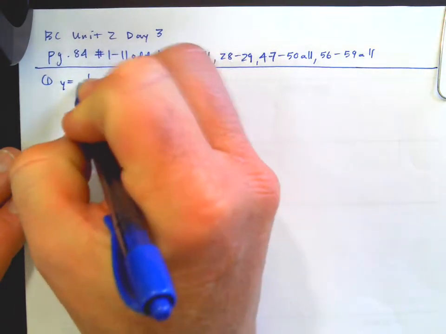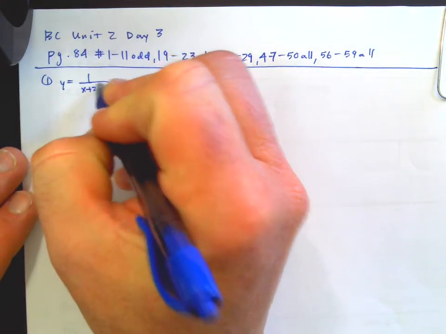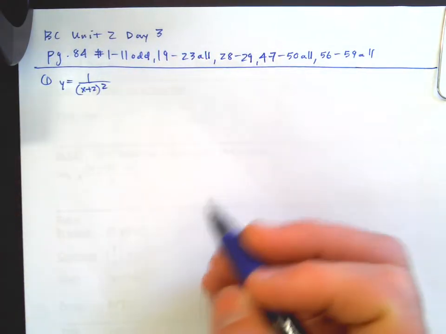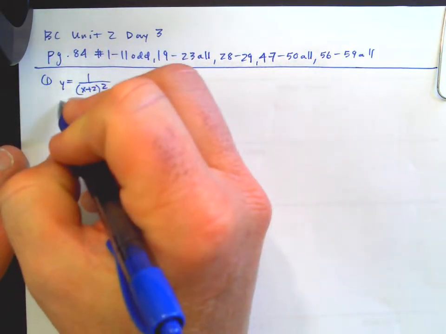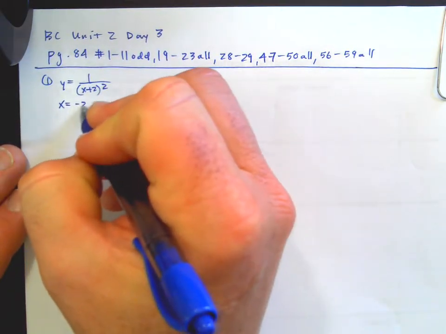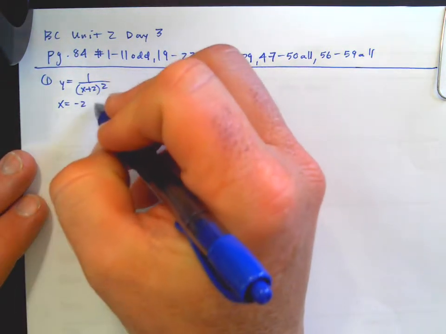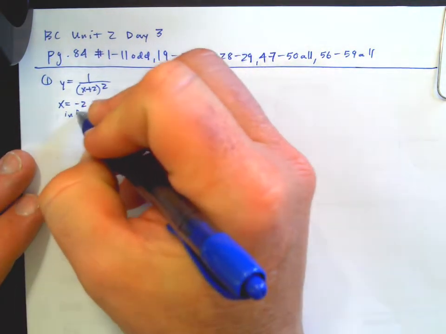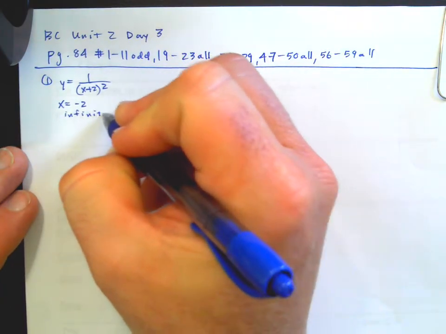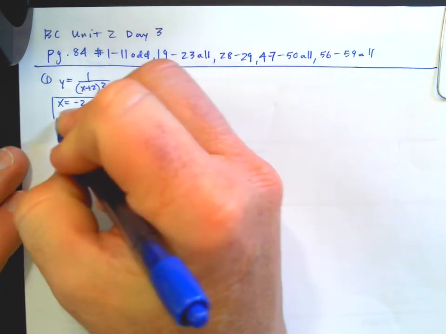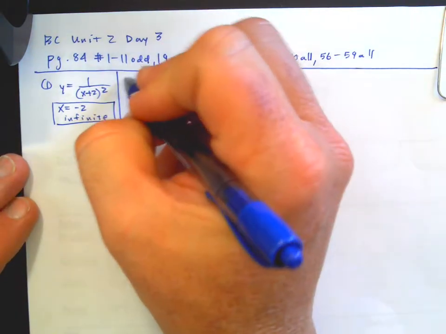Number 1, 1 over x plus 2 squared. Division by 0 is going to be a vertical asymptote, so x equals -2 is the location of the discontinuity, and the type is infinite discontinuity. So location and type.